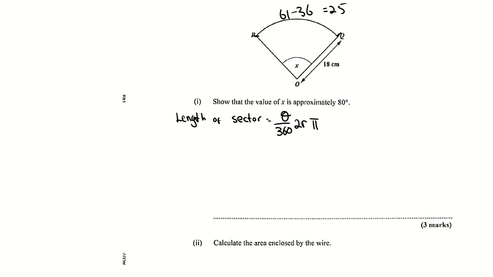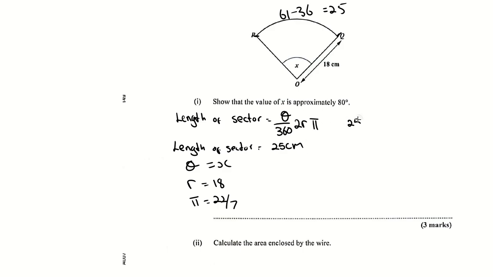Theta, let's write down what we know. Length of your sector is equal to 25 centimeters. Theta is equal to x, which we're trying to find out. Radius is equal to 18. Pi is equal to 22 over 7. So let's fill in that and then figure it out.